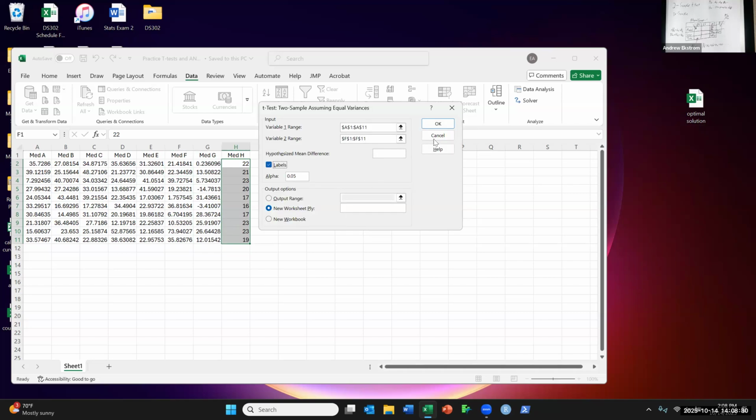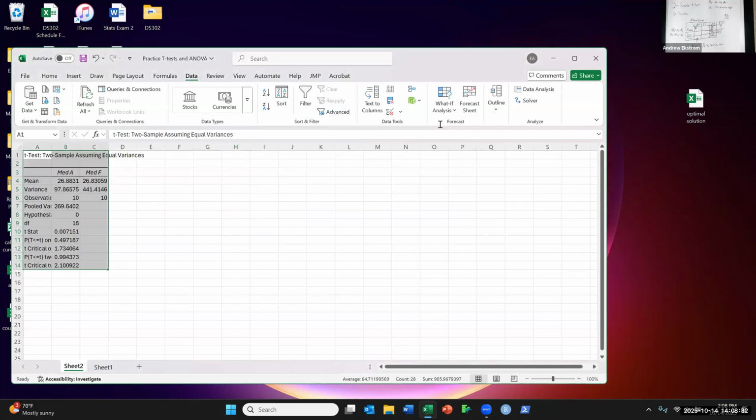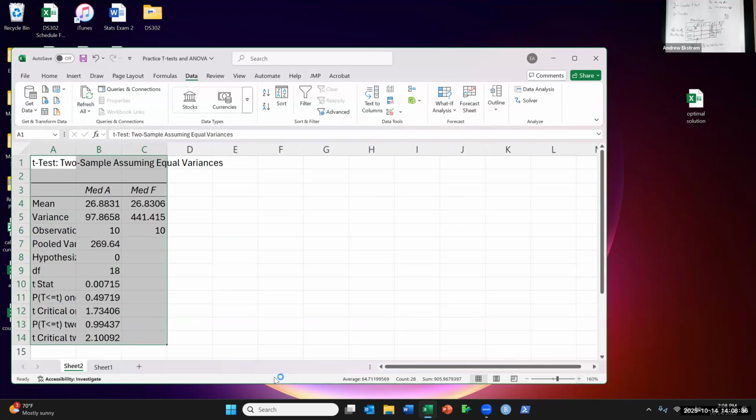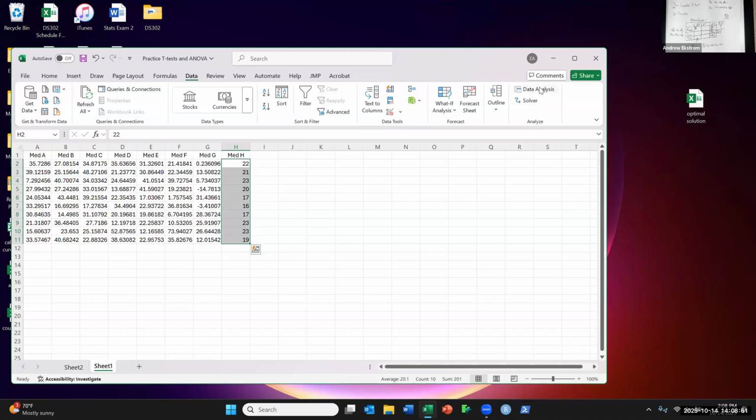I have labels, and so on. So look at that. And this is the outcome that I get from looking at the two sample t-test, again, assuming equal variances. I can do the same thing with ANOVA. With ANOVA on here, though, it is a little bit pickier.